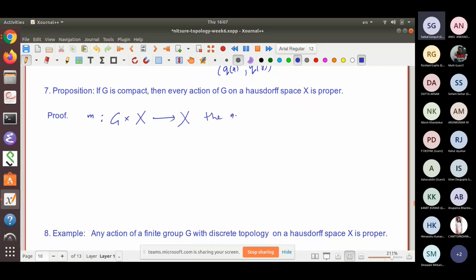The action. Take its graph. So how does one take the graph of anything?